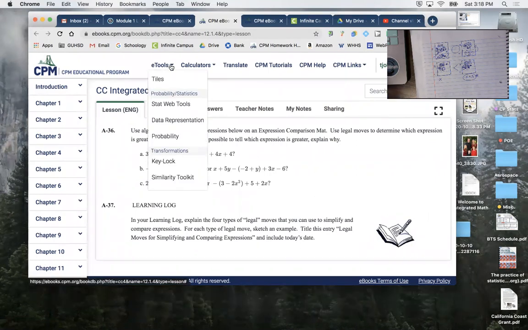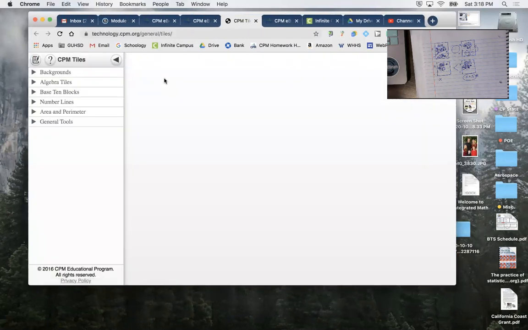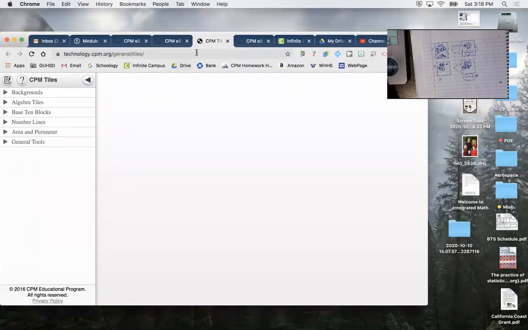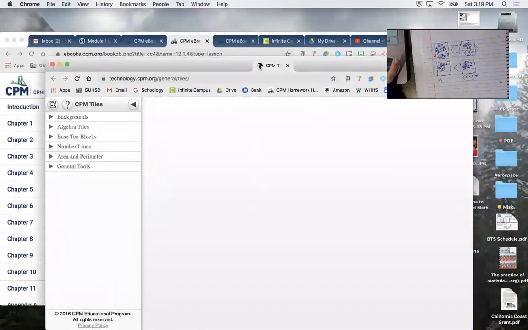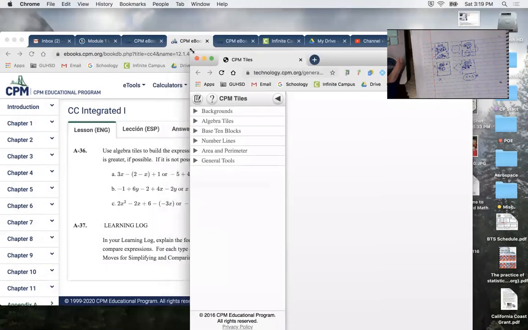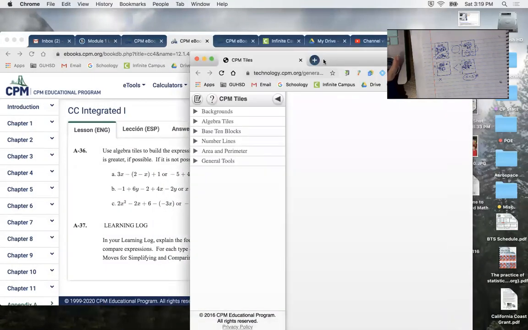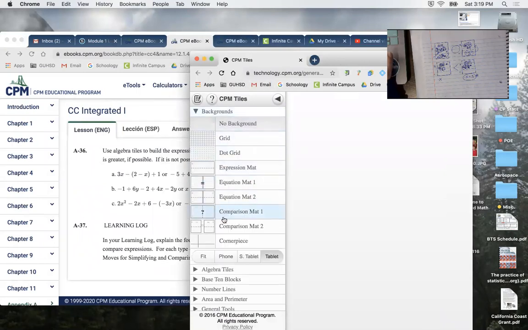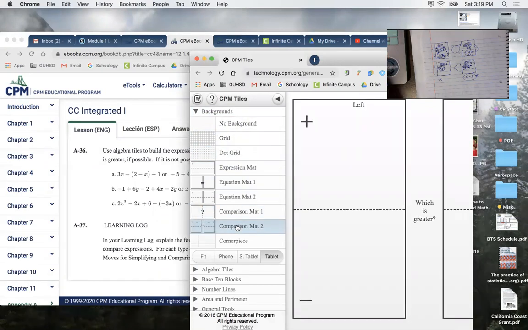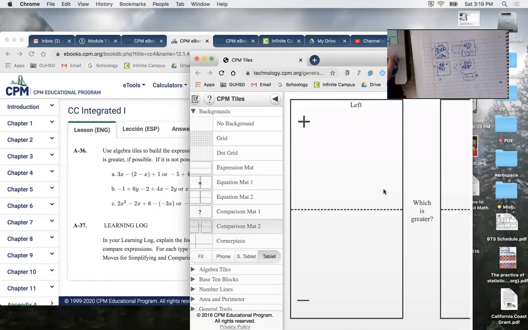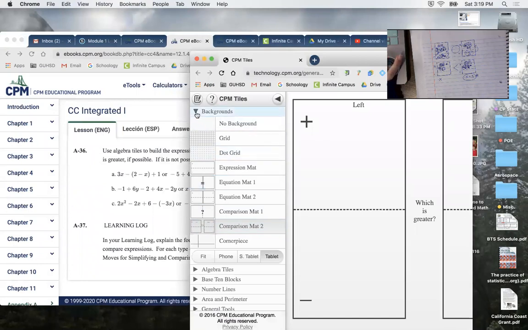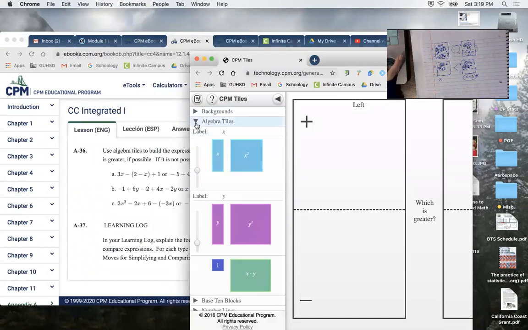So I'm gonna go to eTool, I'm gonna go to Tiles, and I'm gonna get my tiles mat here. Let me drag it off again so that we can see both. You can notice I just do that by dragging the tab and then adjusting the window. But what I want is which one's greater, right? That's what we've been working on. So I am going to go to backgrounds. I'm gonna go to the comparison mat. Here is my comparison mat that I'm gonna be working with. I want to go to algebra tiles, and now I have my algebra tiles. So I can start building this one.